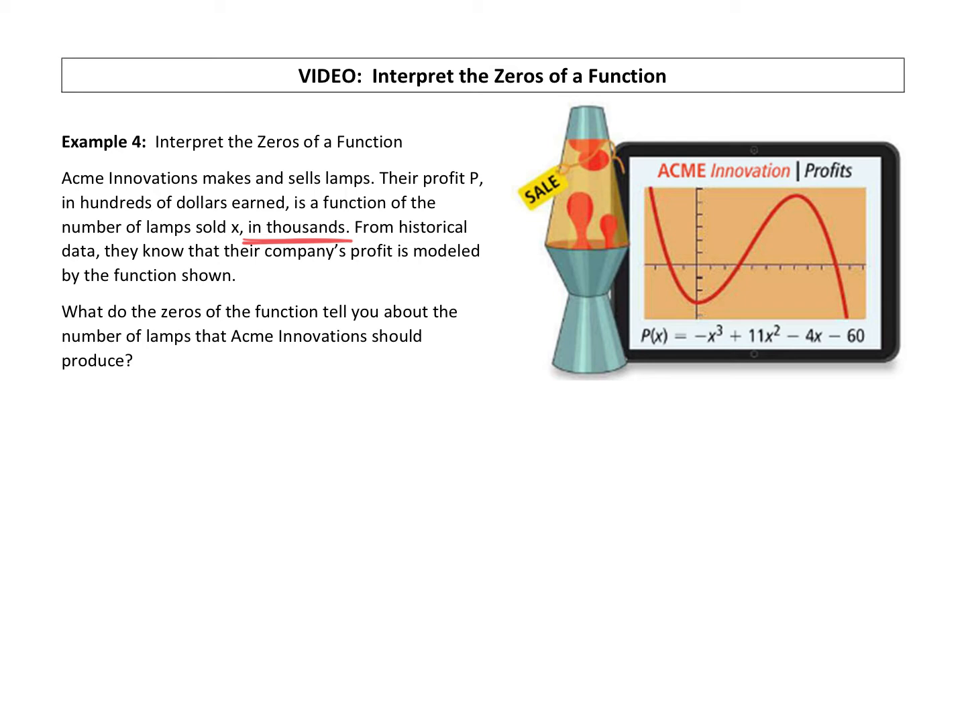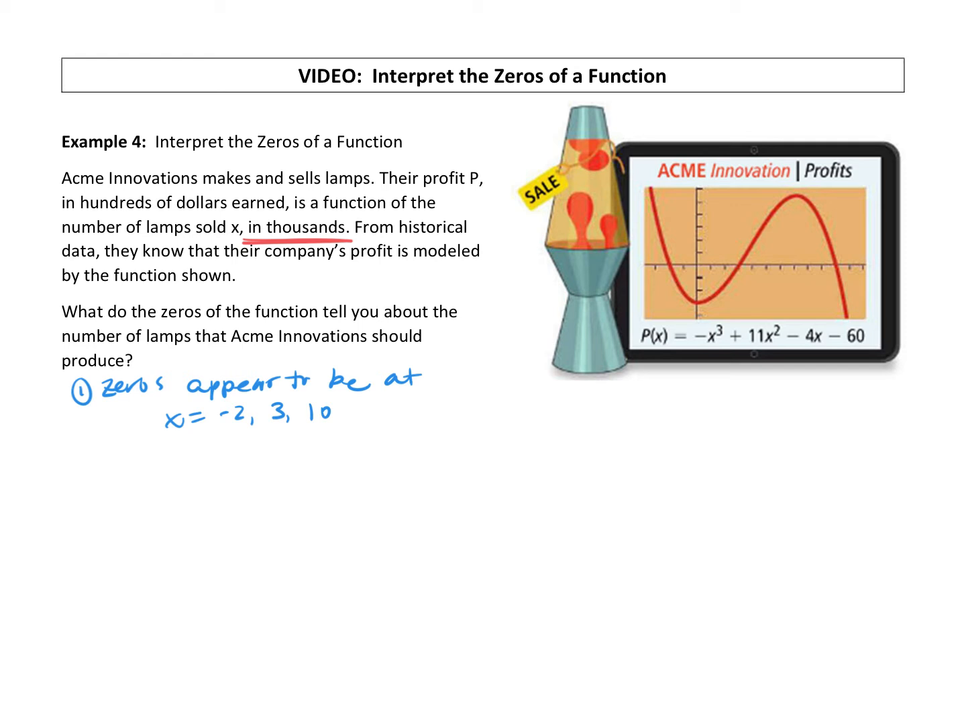All right, so first of all, what are the zeros of the function? When we're looking at a graph, we can tell what they appear to be. So let's make note of that. The zeros appear to be at x equals, let's see, -2, +3, and +10.